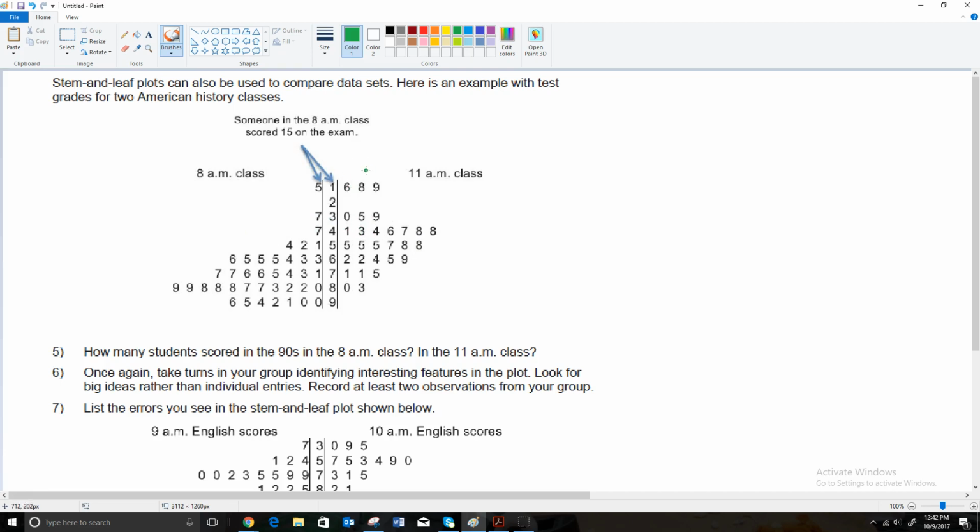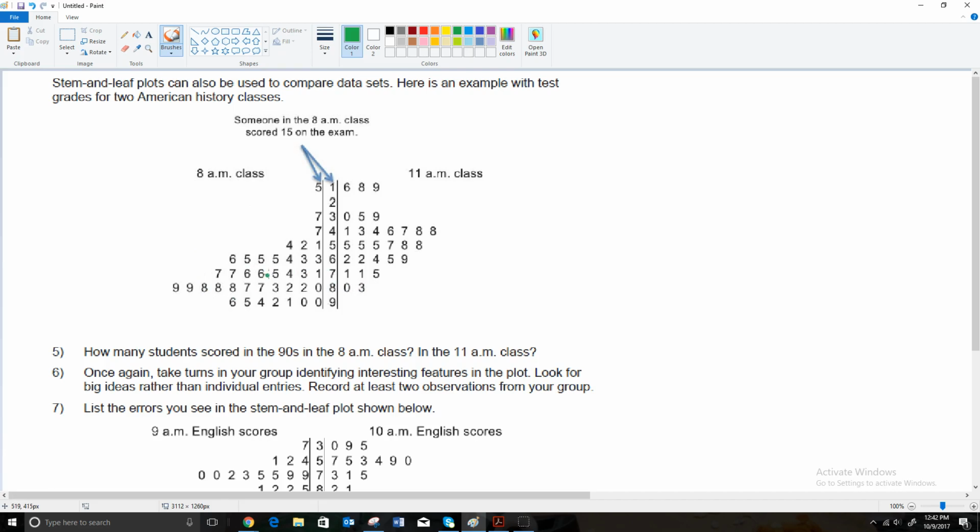So let's just kind of look at some of these. It says this is for two different classes. They're history classes that took a test. And so this right here means that there's a student in the 11 a.m. class that got a 16 on their test. There's another one that got a 18, another that got a 19. No one in this class got in the 20s. There's someone that got a 30, a 35, and a 39, and so on, up to the highest score in the 11 a.m. class was an 83.